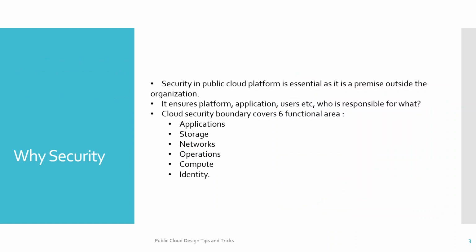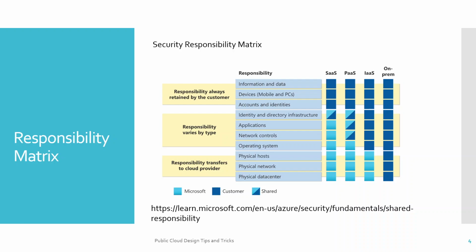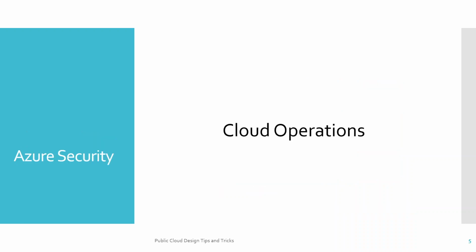As a part of Azure Security, I have already explained in my previous session that we'll be covering six areas basically: application, storage and networks, operations, compute, and identity. In these sessions, I will try to cover the operations area more from an Azure security perspective. The responsibility matrix we already discussed in the previous session. So let's start with cloud operations as a part of this session within the Azure security umbrella.